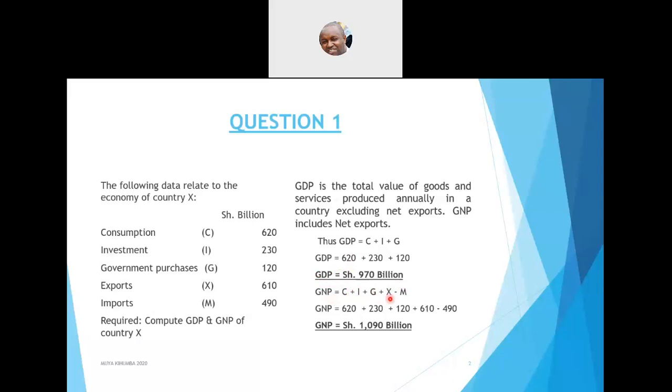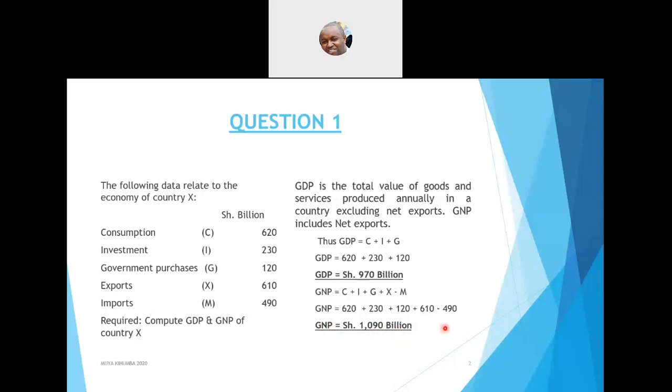Whereas GNP now will have to incorporate net exports. Net exports are X minus M. And this value of net exports can either be positive or negative. So in our case, when we sum up 620 plus 230 plus 120 plus 610 minus 490, that would give us 1,090 billion.